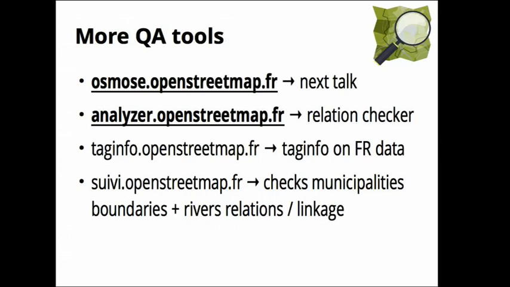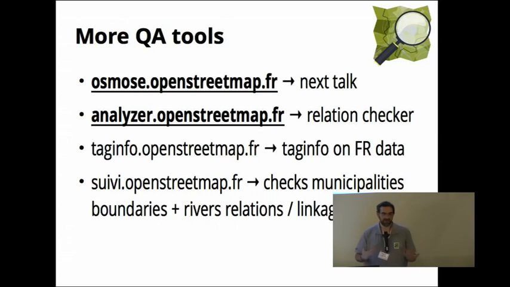Suivi is another tool that checks every night the validity of the administrative boundaries for all municipalities. It also checks the linkage of rivers and things like that. And all the results are available for download, for post-processing, for whatever. They are not very sexy, there's no user interface, it's really dumps of requests that are run regularly, but they are very convenient for some contributors.